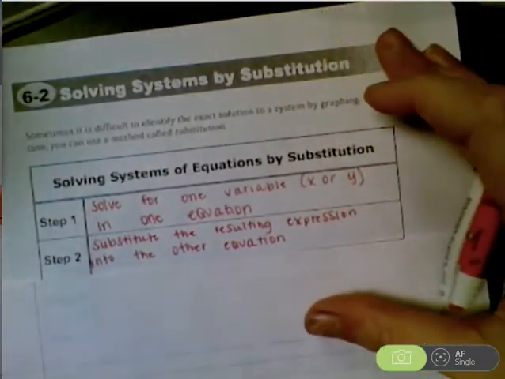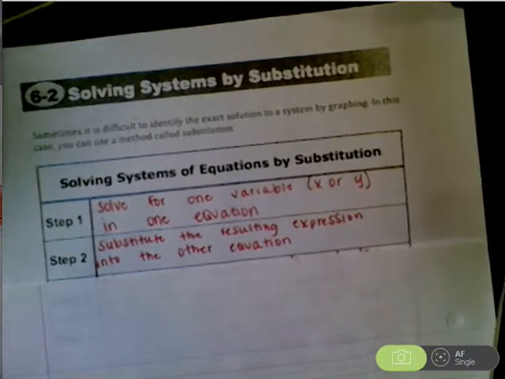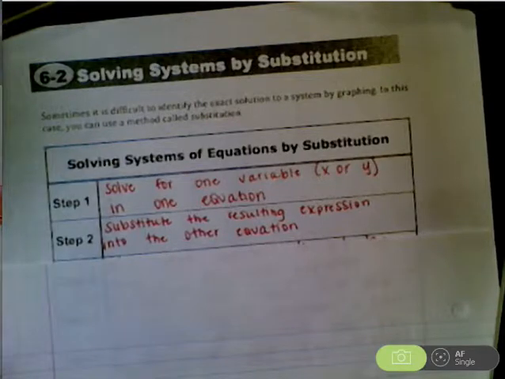Okay, step 2. Step 2 is to substitute the resulting expression into the other equation.